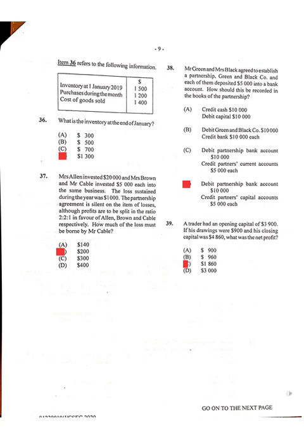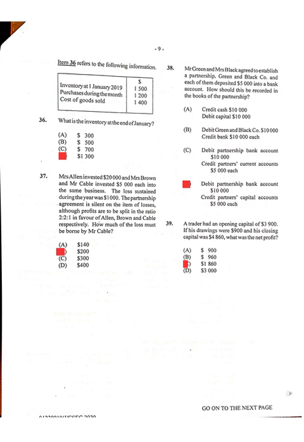Item 36 refers to the following information. We're given a table with inventory at the 1st of January, purchases during the month, and cost of goods sold. What is the inventory at the end of January? The answer is D, which is 1,300.